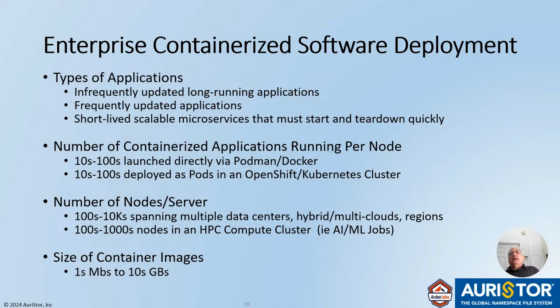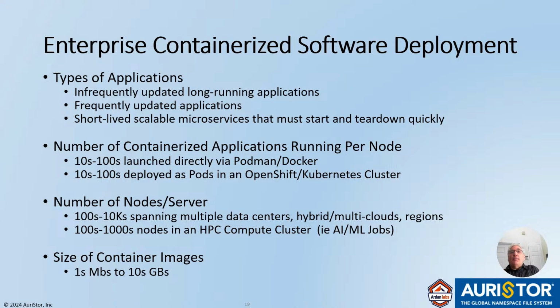Now, how many applications are running on a node is another question. In the containerized world, it's not unlikely, either using Docker directly or using Kubernetes, or if you're in the Red Hat world, and I tend to focus on the Red Hat world because that's what most enterprises use, you might be running tens or hundreds of applications on a single node. Whether it's running them directly with Docker or running via Kubernetes.